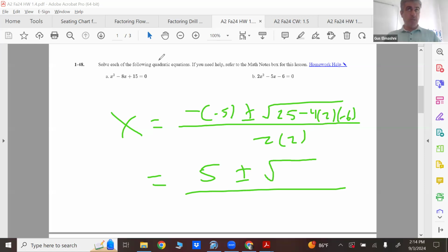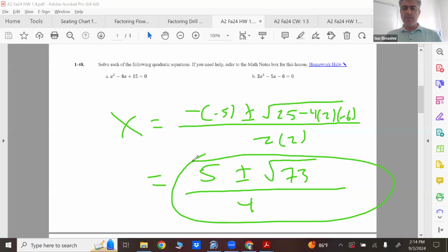48. That's 73, I think. You get 73? Yeah, over 4, and that's the best you can do. Those are your 2 answers. And that's what makes the equation equal to 0. In fact, these are x-intercepts, right? This is where it crosses the x-axis. They're weird numbers, but we just go with it.